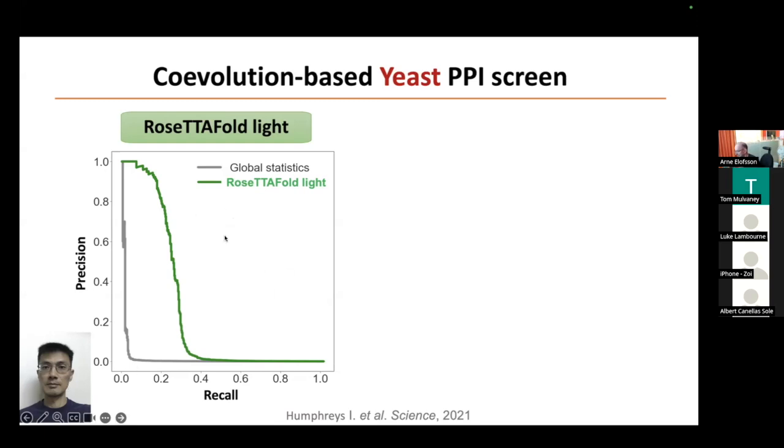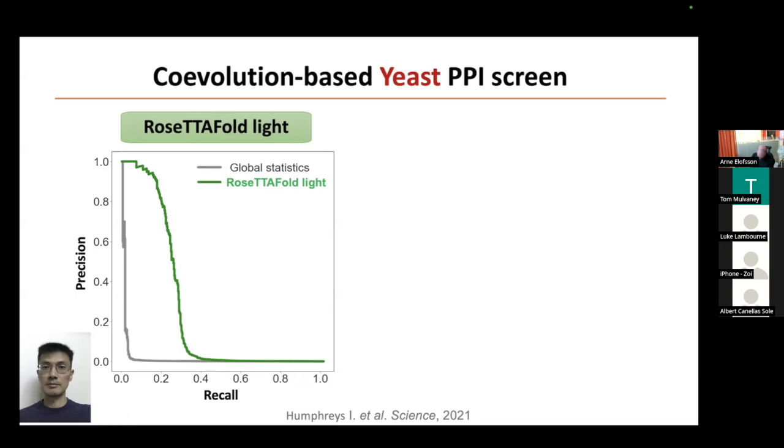So as soon as we made this lighter version of RoseTTAFold, which is 20 times faster than AlphaFold, it is feasible for a proteome-wide PPI screen. We can see even this faster tool showed a very significant improvement over the global statistical methods. So that's good. But then we can probably use this, instead of the statistical method, as a first step screening method.